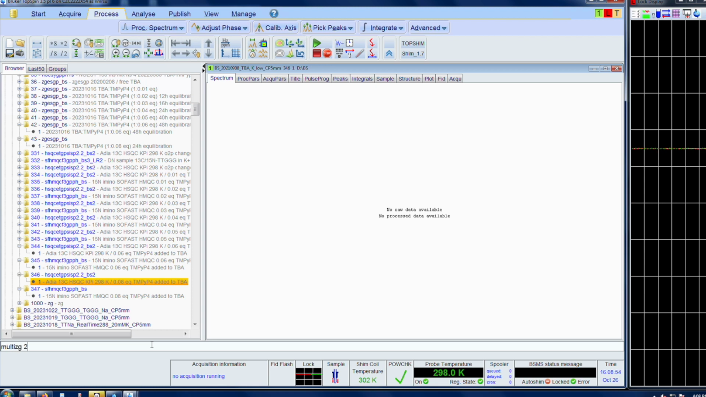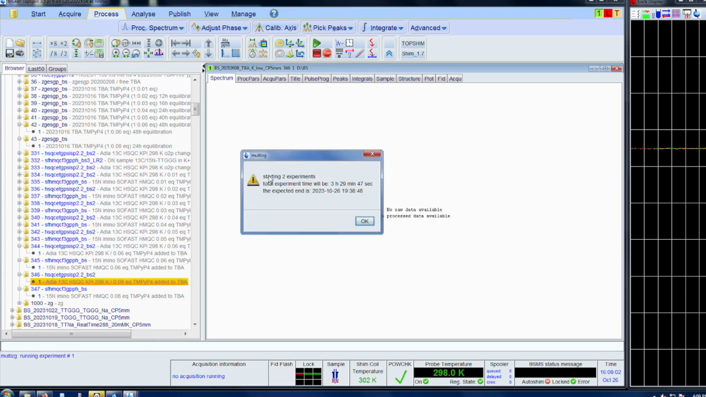ZG stands for zero go, and multi-ZG means zero go for multiple experiments starting from the experiment that I am in. So when I say multi-ZG 2, it is going to run 2 experiments starting from this one. The total experiment time is 3.5 hours. And if I start right now, the experiment finishes today, 2023, October 26th, by 7:40 p.m. So this way we will be ready to set up the next experiment.